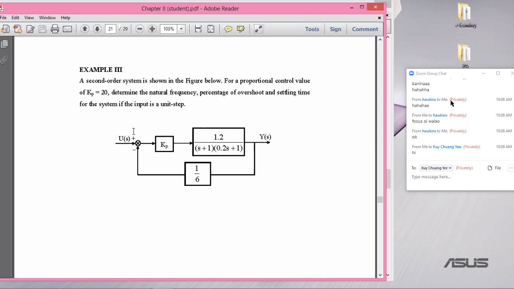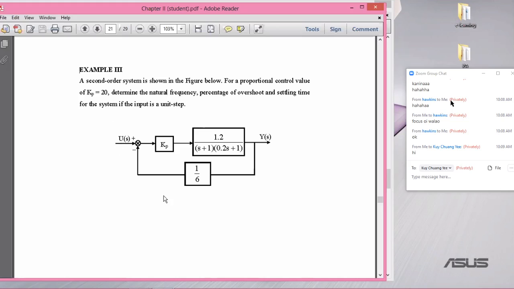So the question is, if you choose the proportional constant to be 20, we want to know how the system is going to behave. So we want to know what is the natural frequency, what is the percent overshoot, what is the settling time, probably what is the damped natural frequency as well, if the input is a unit step.